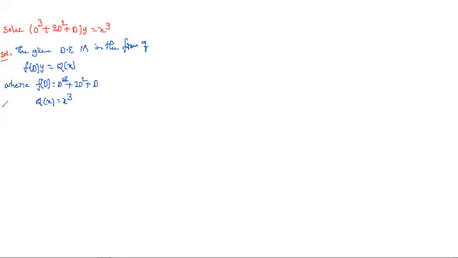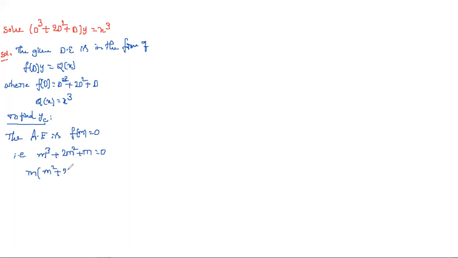Now, as usual, first you need to find the complementary function. To find yc, the auxiliary equation is f(m) = 0. That is, m³ + 2m² + m = 0. We need to find the roots for this. If you observe, m is common in the entire expression. If you take m as common, what do we get? m² + 2m + 1 = 0.